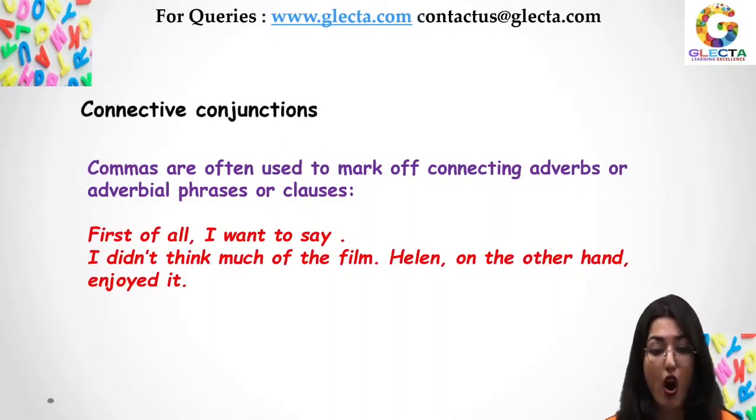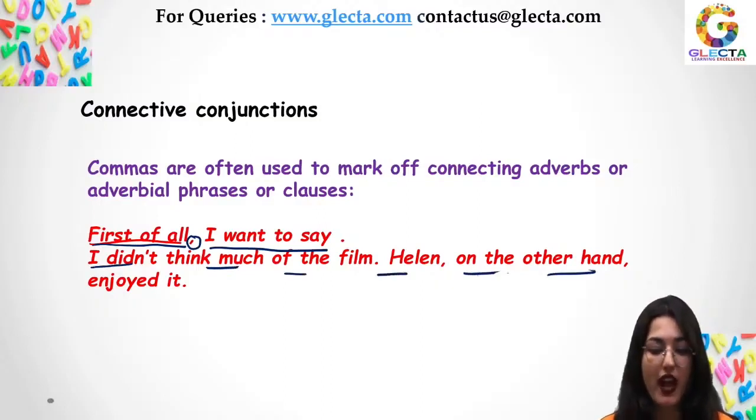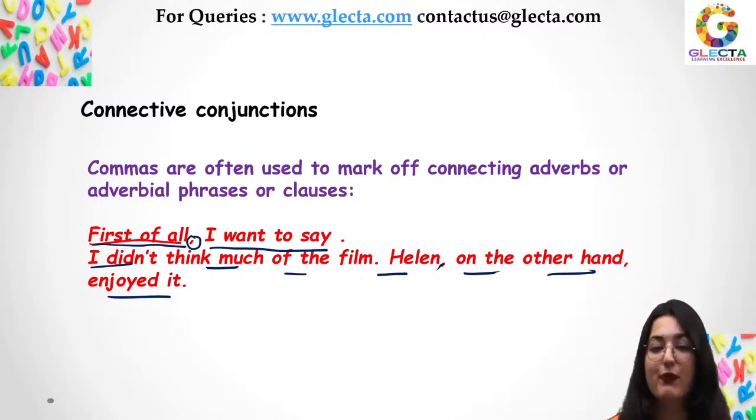Now, commas are often used to mark off connecting adverbs or adverbial phrases or clauses. So first of all, here's an example where you can put the comma. First of all, I want to say, here you can see there's a comma over there. So it's separating the clauses or adding to them. I didn't think much of the film. Helen, on the other hand, enjoyed it. So commas are often used to mark off connecting adverbs or adverbial phrases or clauses. So we can say that commas can be used in order to add the clauses.